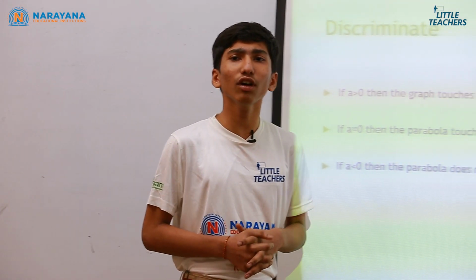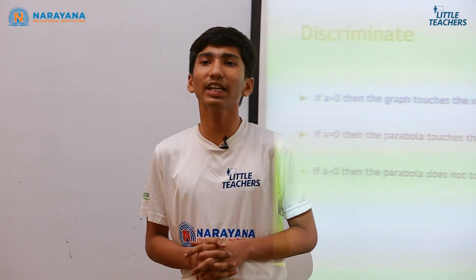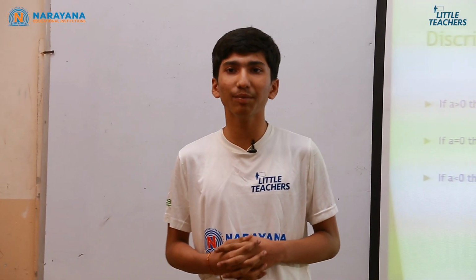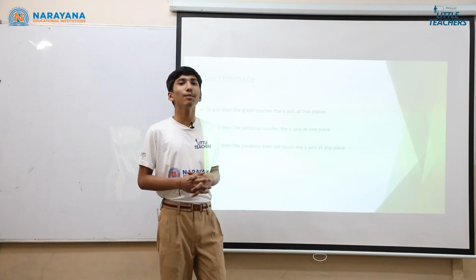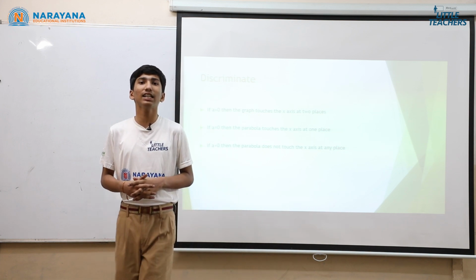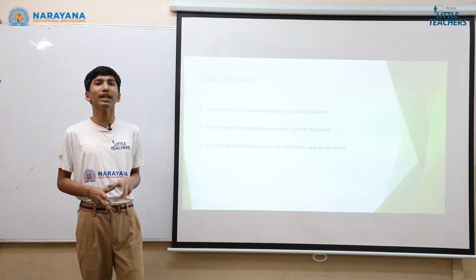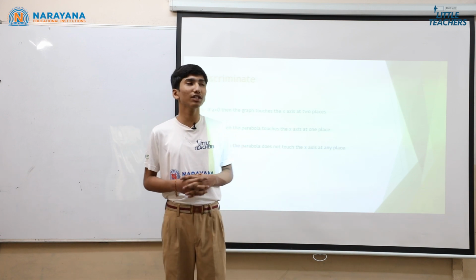Discriminant. When we solve the equation ax square plus bx plus c equals 0, we get x equals minus b plus or minus root over b square minus 4ac, by 2a. In that, the discriminant is equal to b square minus 4ac. If the discriminant, that is delta, is greater than 0, then we are going to get two roots, and the graph touches the x-axis at two distinct places.